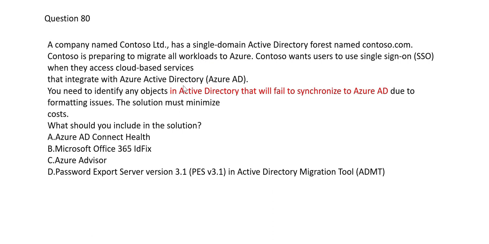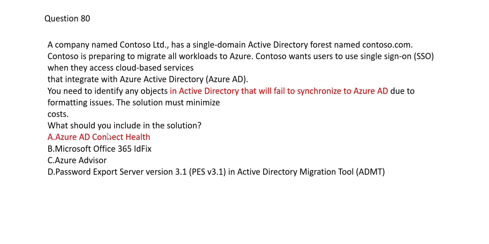So basically the question says you need to identify any objects in Active Directory that will fail the sync up. That means some sort of synchronization is happening between on-prem Active Directory and Azure AD. Okay, so there are two AD versions, one on-prem and one on Azure, and a sync is happening. Probably AD Connect is there, and what is happening is some objects fail that sync process, and you need to identify which are those objects. Okay, let's scan through the options one by one.